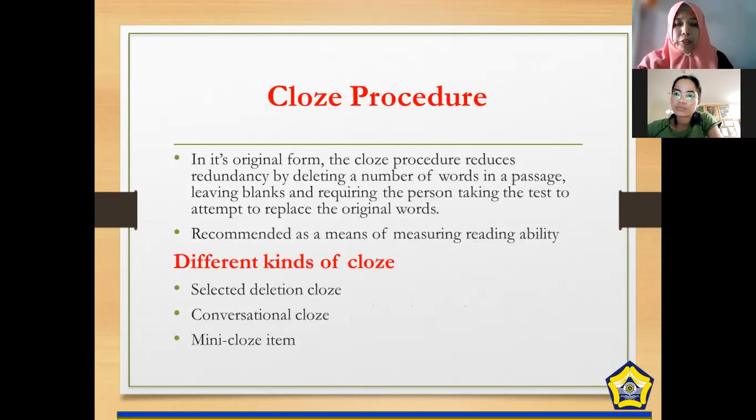Okay, now we continue to the first technique, the cloze procedure. In its original form, the cloze procedure reduces redundancy by deleting a number of words in a passage, leaving blanks and requiring the person taking the test to attempt to replace the original words. The cloze procedure is recommended as a means of measuring reading ability. There are three kinds of cloze procedure: selective deletion cloze, conversational cloze, and mini cloze items.